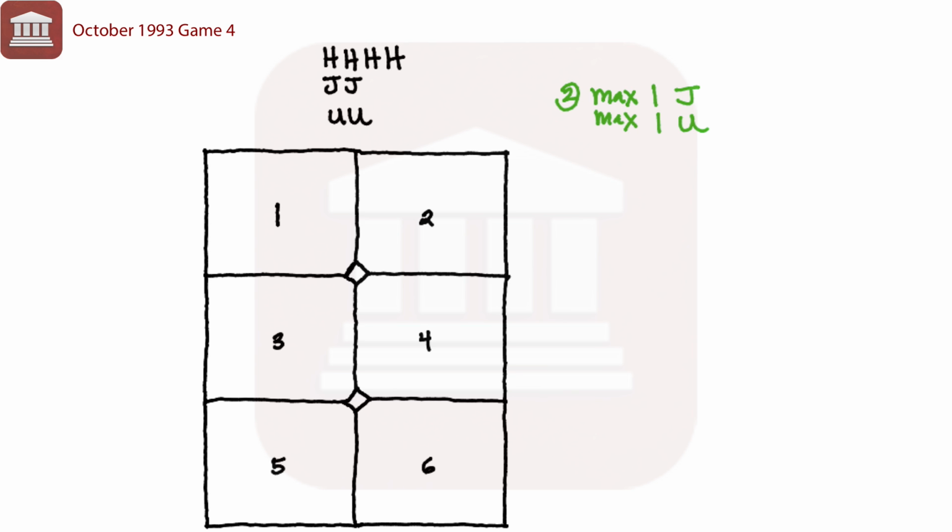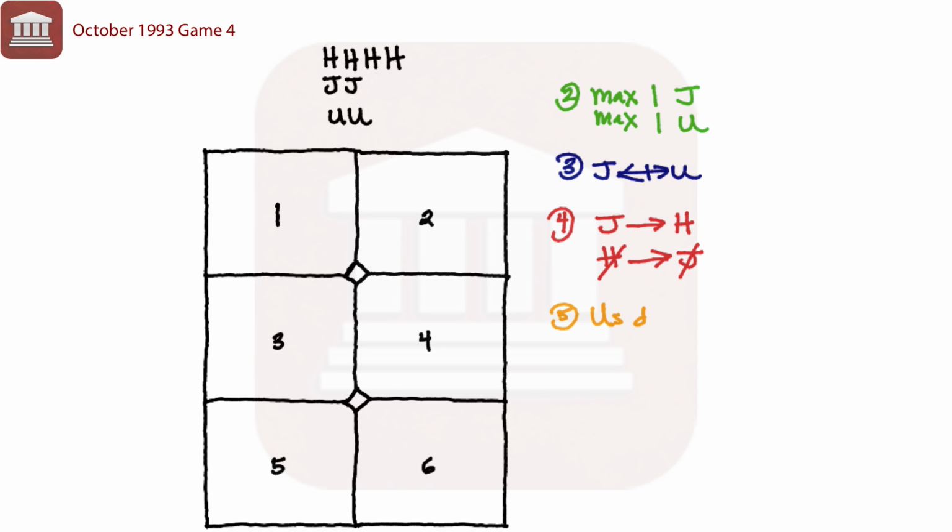The third condition tells us none of the cities contains both a jail and a university. So we know jail and university cannot go together. The fourth condition tells us each jail is located in a city that contains at least 1 hospital. So if we have jail, we have to have at least 1 hospital. If we don't have a hospital, we can't have the jail. The fifth condition tells us that the universities are located in 2 cities that do not share a common boundary. Okay, so the idea is that these universities are not sharing boundaries.